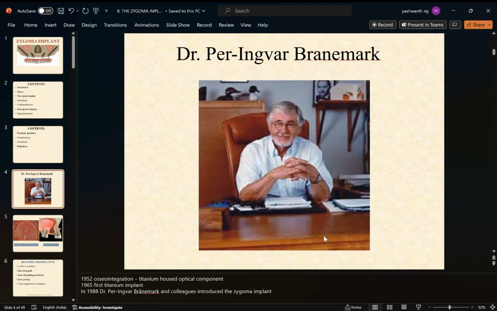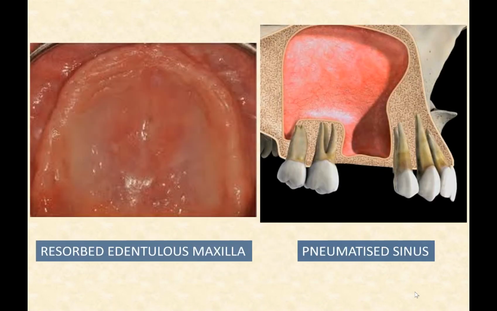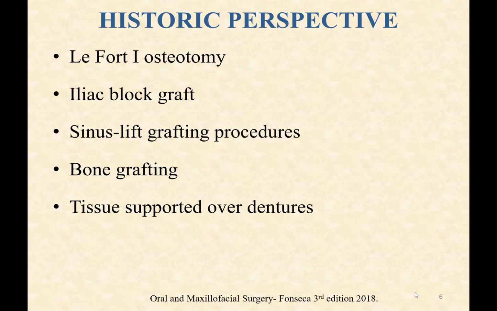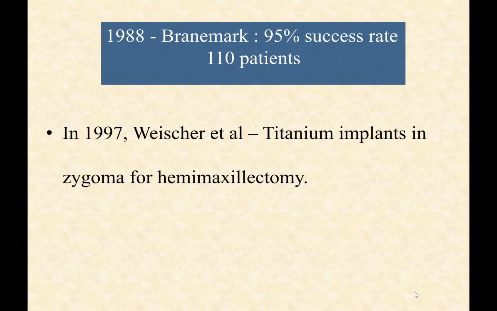Per Ingvar Brånemark was the first person to introduce endosseous implants as well as the zygomatic implants. The conditions for which zygomatic implants are needed are resorbed edentulous maxilla and pneumatized sinus. The historic perspective includes Le Fort 1 osteotomy, iliac bone graft, sinus lift procedures, bone grafting, and tissue supported overdentures. In 1998, Brånemark reported a 95% success rate in 110 patients.